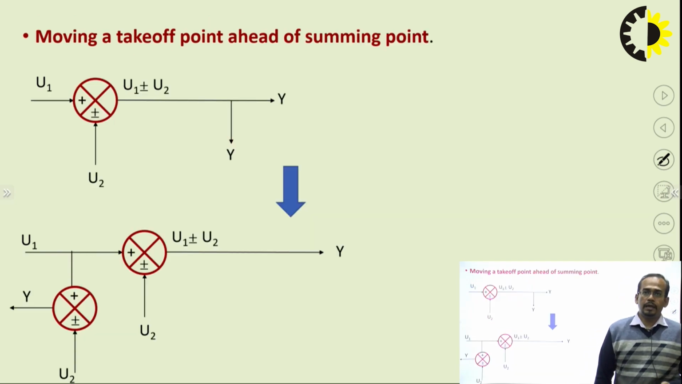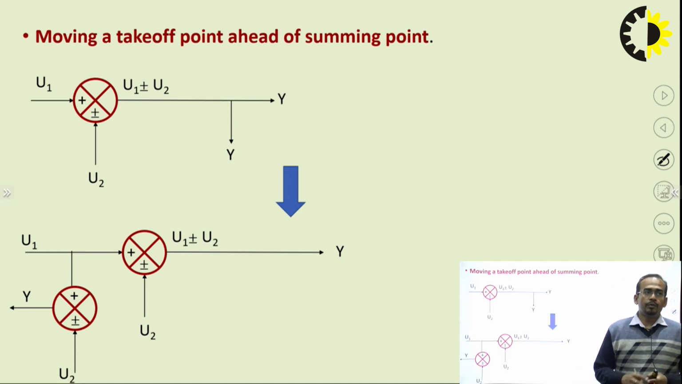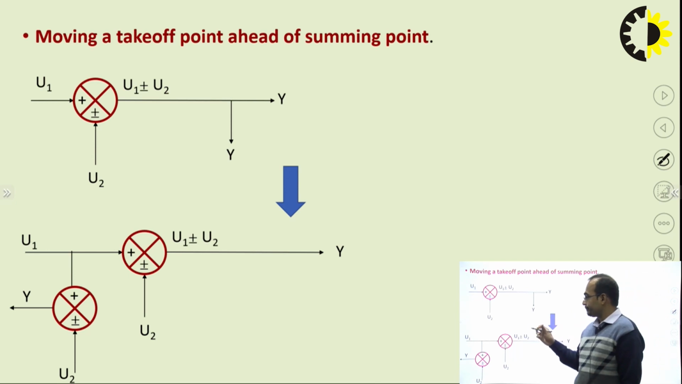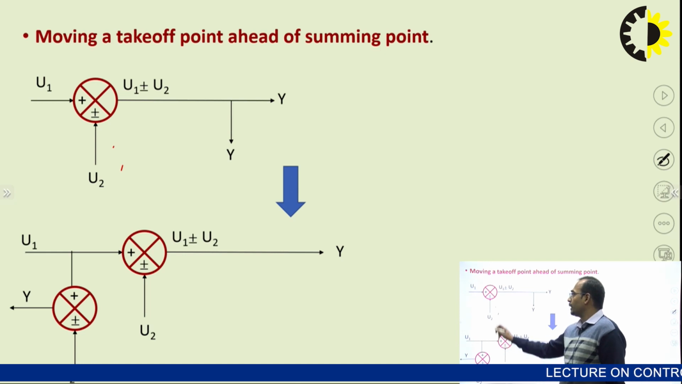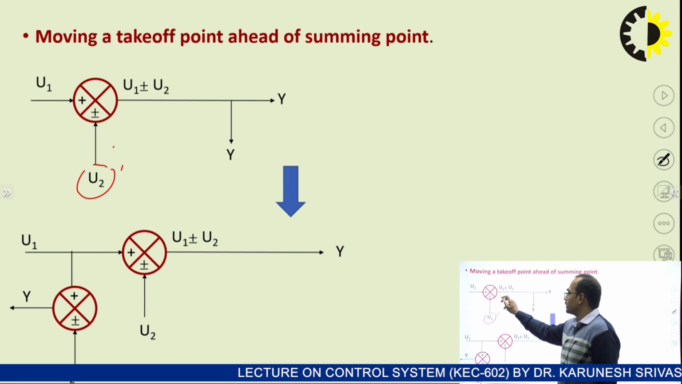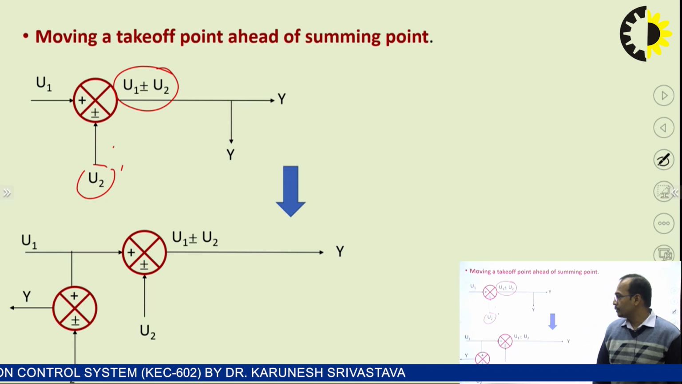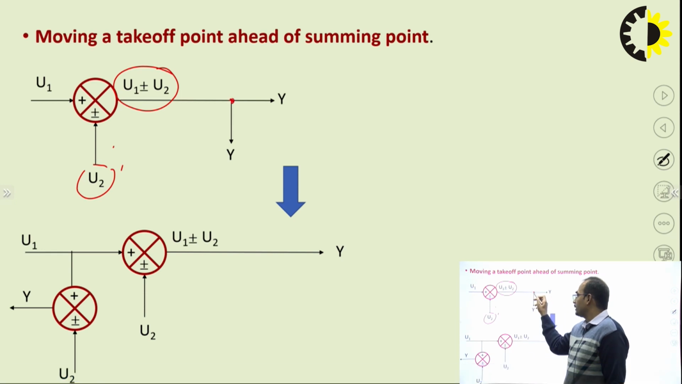How can you reduce the blocks given to you? Moving a takeoff point ahead of a summing point. Now you can see here, this is the summing point. So u1 and u2 will pass through the summing point and you will get the output like this, u1 plus minus u2. And what will be the output? The output of the takeoff point is again u1 plus minus u2.